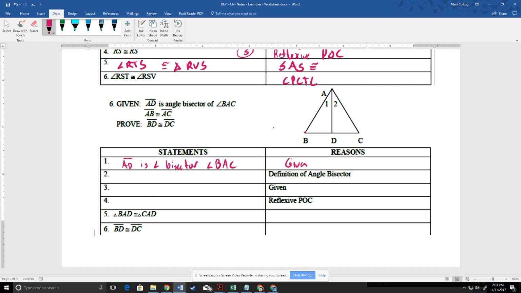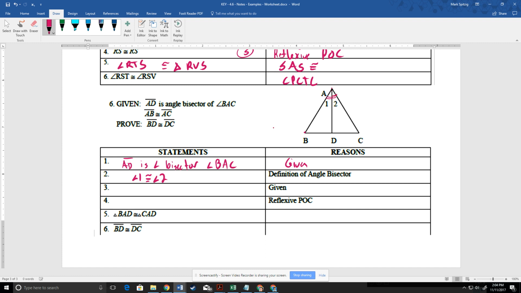And what does that do? What is the definition? What is an angle bisector? So let's use that definition. It splits a larger angle, BAC in this case, in half. So AD is coming along and splitting it into two congruent angles, and those angles happen to be named 1 and 2. So we're going to say angle 1 is congruent to angle 2. Definition of angle bisector there.